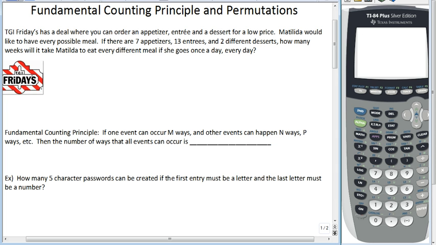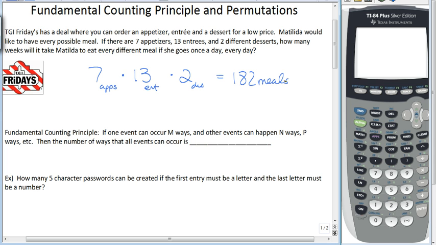So basically, this is a simple multiplication problem. You have 7 possible appetizers times you have 13 possible entrees times 2 different desserts. And all you have to do is multiply every single one of those and you will have 182 meals.